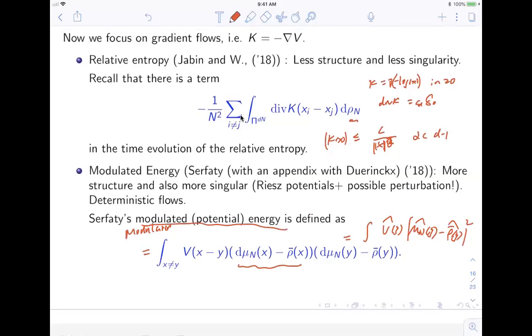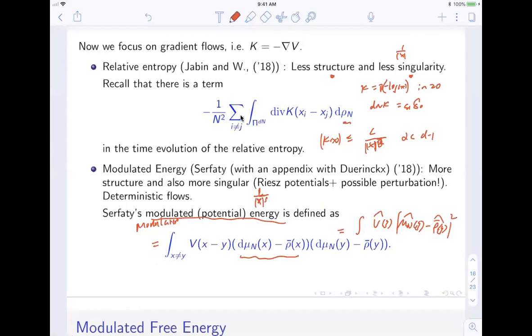Our relative entropy method doesn't need a lot of structure, so it can be general, but we can only treat less singular kernels, like the singularity of this. But the Serfaty method treats Riesz type singular potentials, but you need those potentials to have a certain structure, so that you can have a representation result. So we basically combine those. So this is the new part.